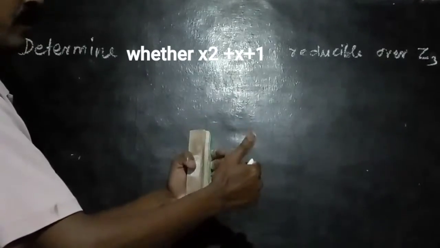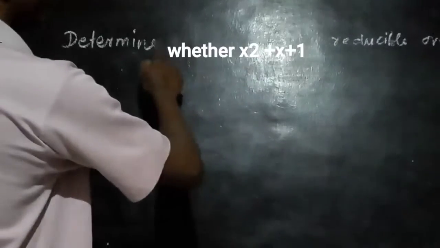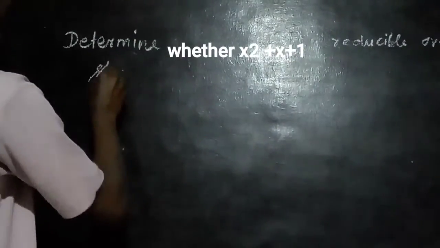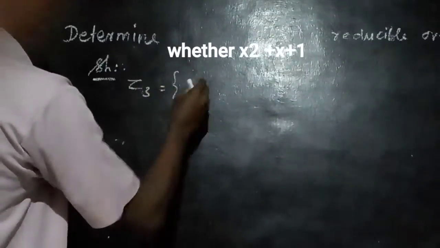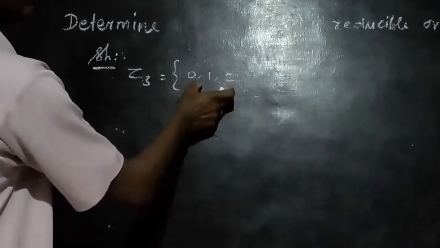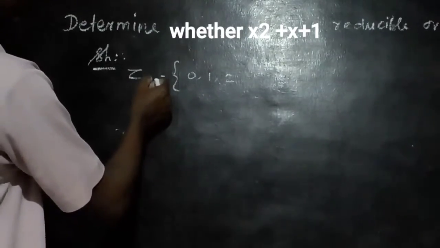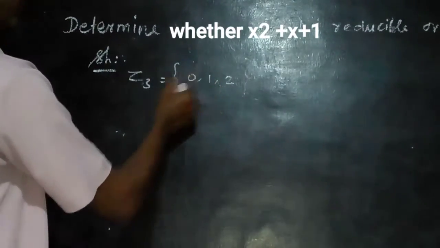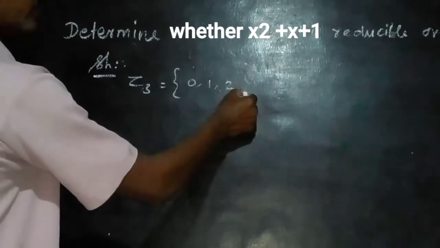ஸோ இதில் நம்ம என்ன பண்ண போறோம்னா ஒரு எக்ஸாம்பிளை பற்றி நம்ம அனலைஸ் பண்ண போறோம். என்ன அனலைஸ் பண்றோம்னா இங்க என்ன கேட்டிருக்கான், test whether x squared plus x plus 1 is reducible over z3. Okay, what is z3? What are the elements in z3? So z3 is equal to {0, 1, 2}. So the elements of z3 are 0, 1, 2. This is the addition modulo n, that is z3. So 3 வந்து என்ன வரும், 0 வரும். Okay, so the remainder is 0. So z3 consists of 0, 1, 2.